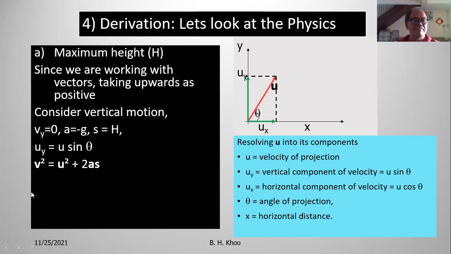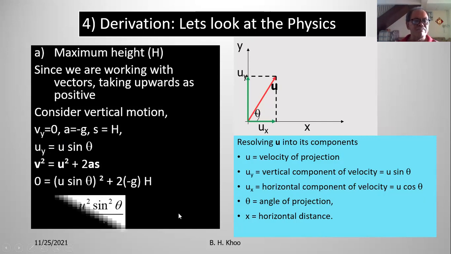Choose the right formula. V squared equals u squared plus 2as, substituting. Vy is 0. U, this one, squared. Then a is minus g, so 2a is minus 2g. S is h. Then simplify that, we get our equation. Take this one across, take the 2g down.